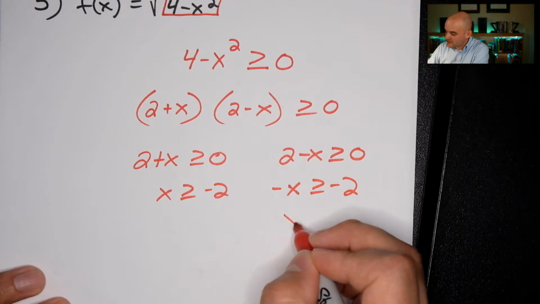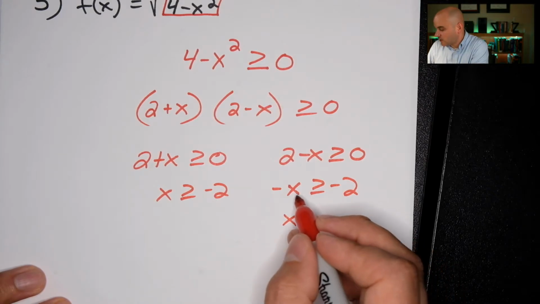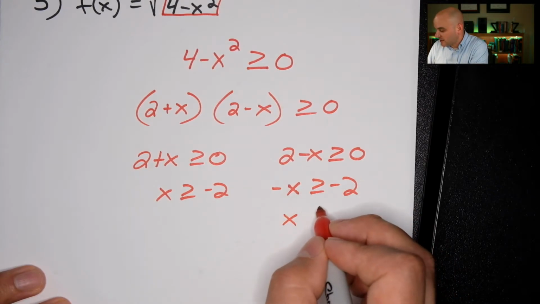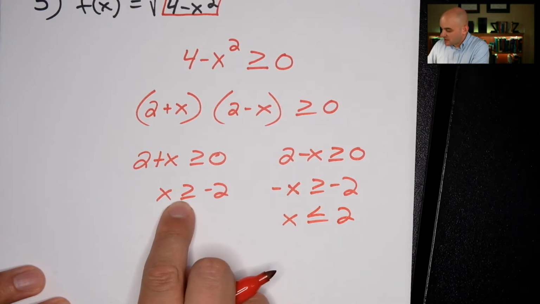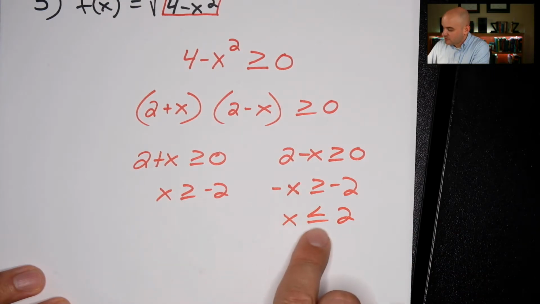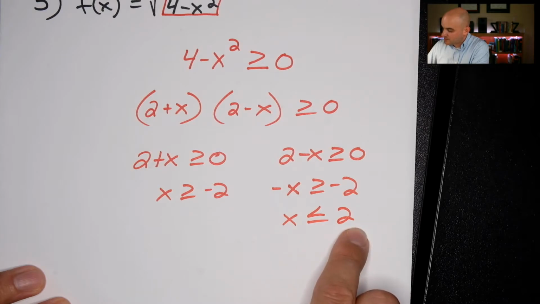Divide both sides by negative 1. Remember, when we divide or multiply with inequalities by a negative, we flip the sign. And so this is what I get. x is greater than or equal to negative 2, and x is less than or equal to positive 2.